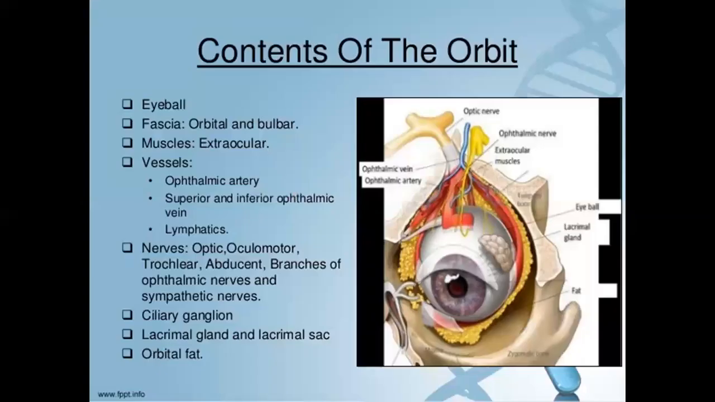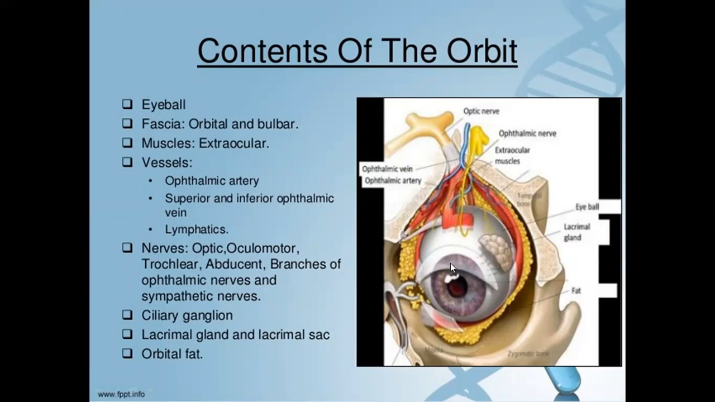Okay, next is about the contents of the orbital cavity. Now this orbital cavity contains mainly the eyeball, then the orbital fat, and the eyeball is moved by muscles called extraocular muscles, and the vessels, that is the ophthalmic artery, superior and inferior ophthalmic vein, and nerves, especially the optic nerve, oculomotor nerve, trochlear nerve, abducens nerve, and the branches of ophthalmic nerves and sympathetic nerves, and the ciliary ganglion, lacrimal gland and lacrimal sac, and the orbital fat. So these are the contents of the orbital cavity.